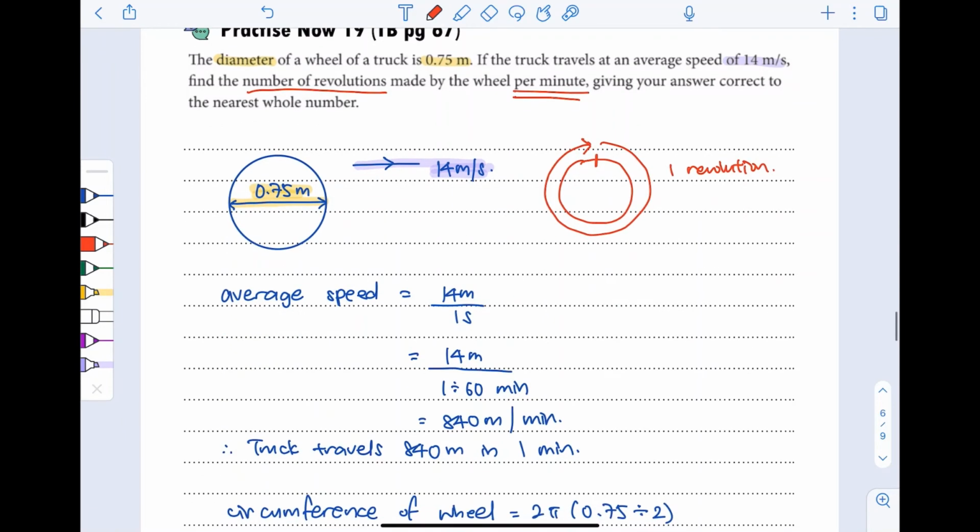So what we need to do is to first find out what is the average speed of the truck in meters per minute. So the average speed of the truck in meters per second is given to be 14 meters per second. So when we do our conversion, all we have to do is to convert the denominator into minutes by dividing by 60, and then we will get 840 meters per minute.